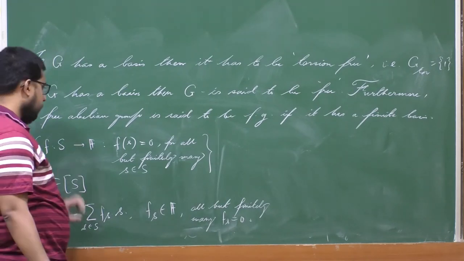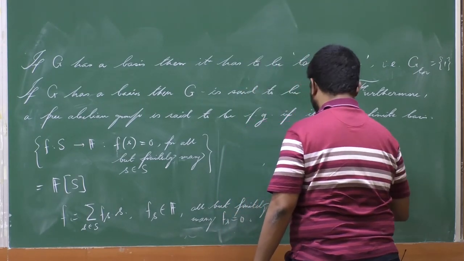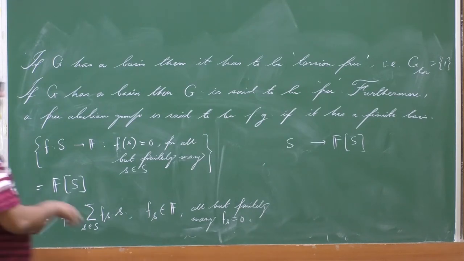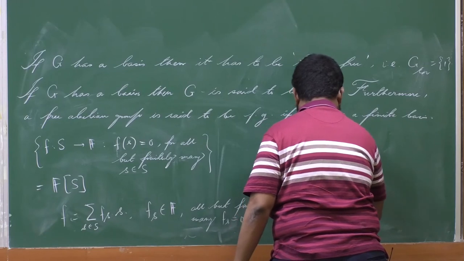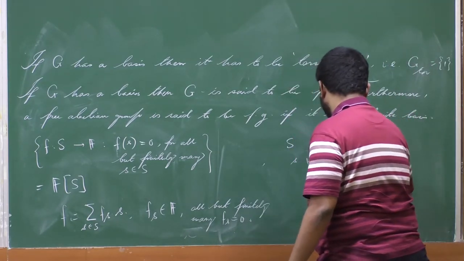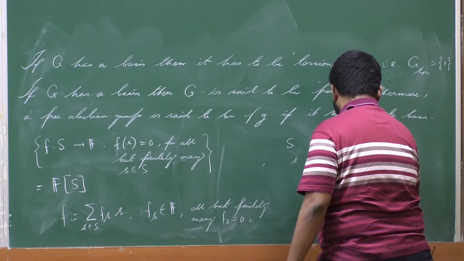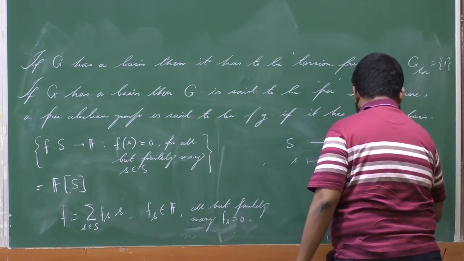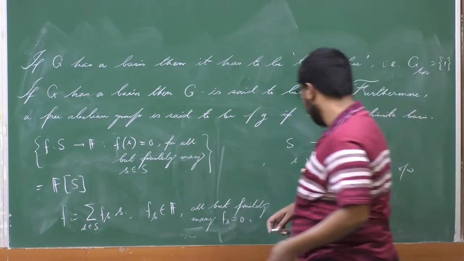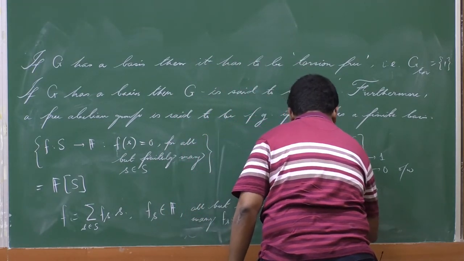The next thing was, from S to F(S) we have a very natural inclusion map, sending each s to the map which takes the value 1 at s and 0 at any other s prime. In notation, this is what we denoted by 1 times s, with other coefficients 0. This is an injective map, so in view of this, we identified s and 1 times s.